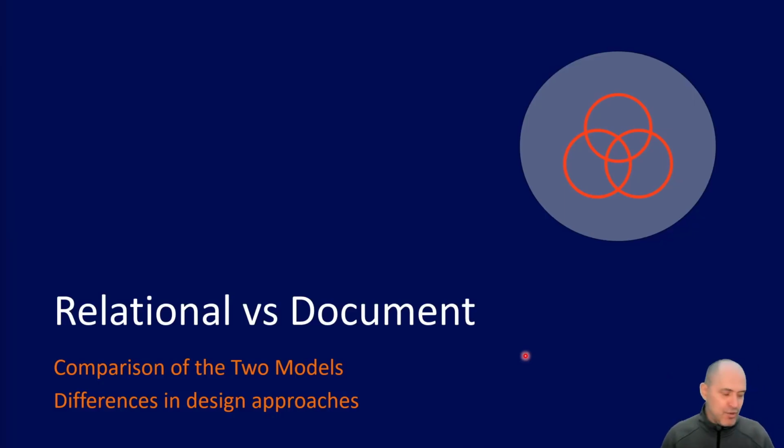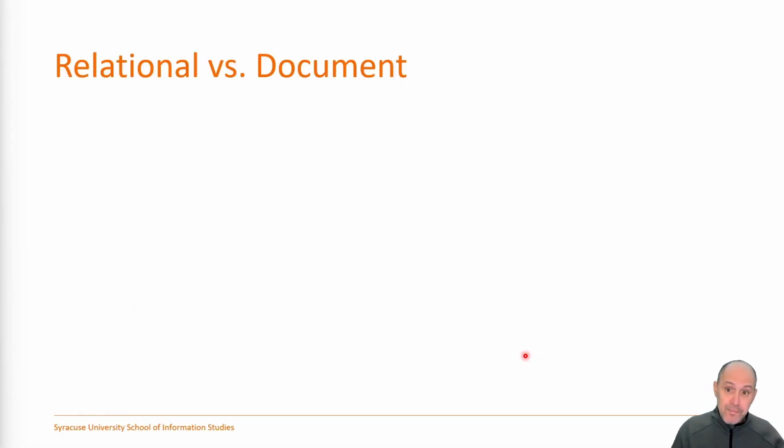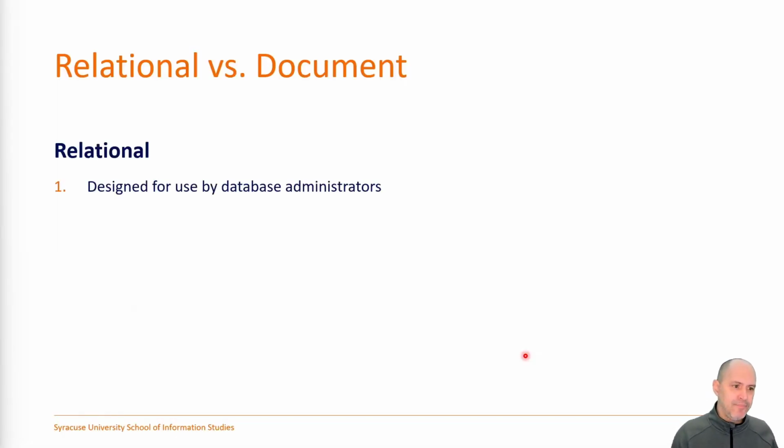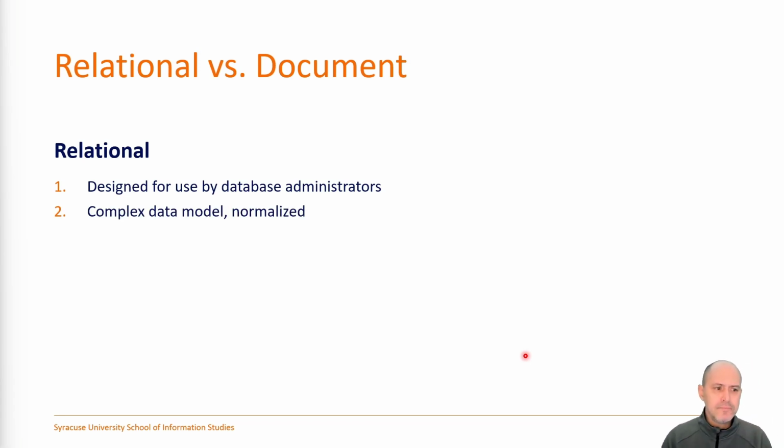Let's compare the relational model to the document model. The relational model is designed for use by DBAs, right? So there's a person that designs the table schema after consulting with the end users, and then that schema is rigid. And there's someone that administers the database and outlines who can do what.